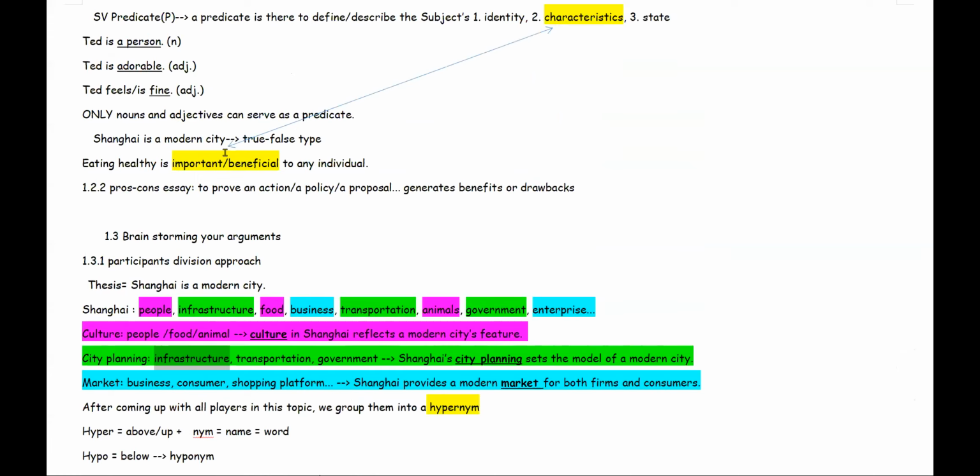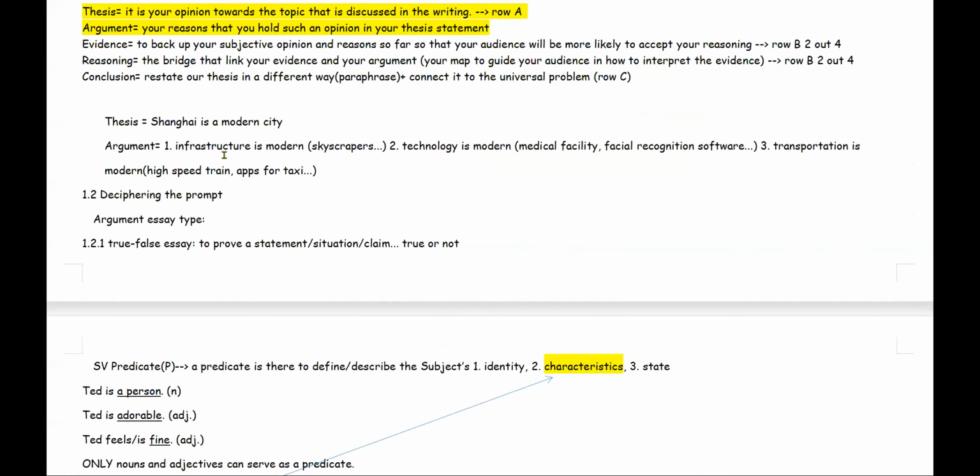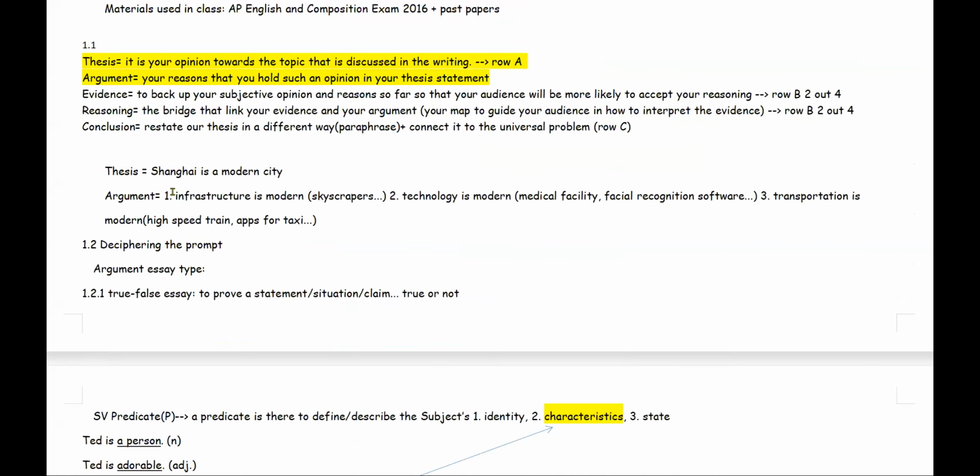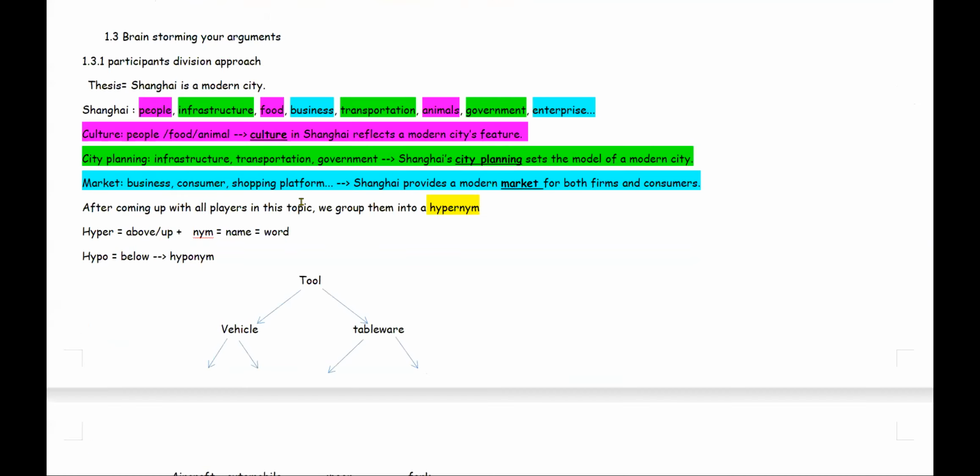Okay, so let's go back to Julian's argument right here. Infrastructure is modern, technology is modern, transportation is modern. So you can basically group these three into one big family. Is that right, Julian? Yeah. Right? So you have one strong argument paragraph. You talk about how the city planning is modern, and then on top of that, you talk about the culture, you talk about the market.